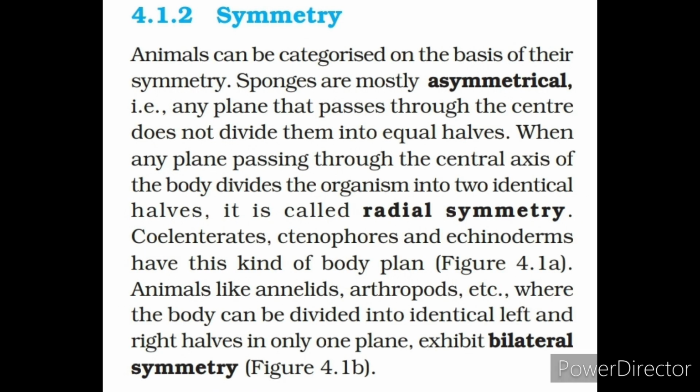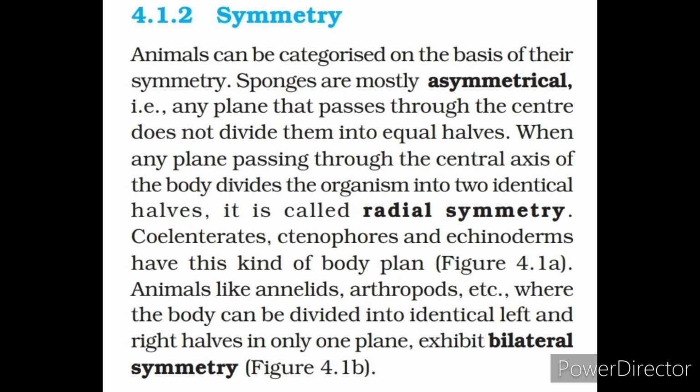Symmetry. Animals can be categorized on the basis of their symmetry. Sponges are mostly asymmetrical, i.e., any plane that passes through the center does not divide them into equal halves. When any plane passing through the central axis of the body divides the organism into 2 identical halves, it is called radial symmetry. Coelenterates, ctenophores and echinoderms have this kind of body plan.